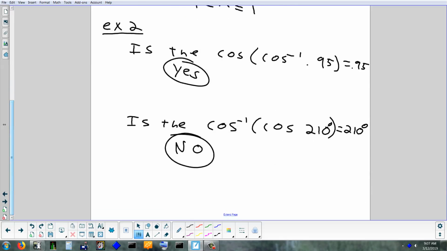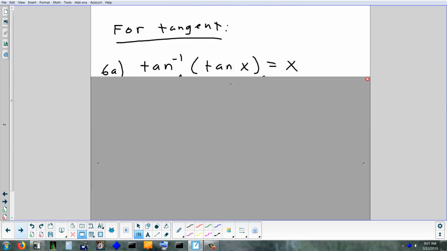Any questions on that one? Okay, and let's look at tangent. Okay, so formula 6a, inverse tangent of the tangent. It's like the square of the square root. They cancel each other out.